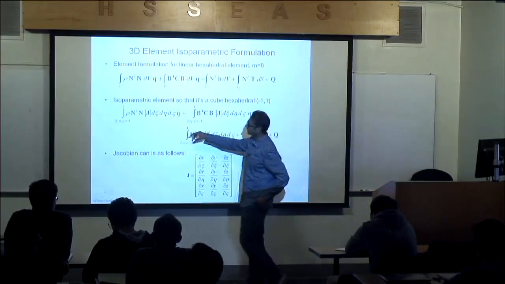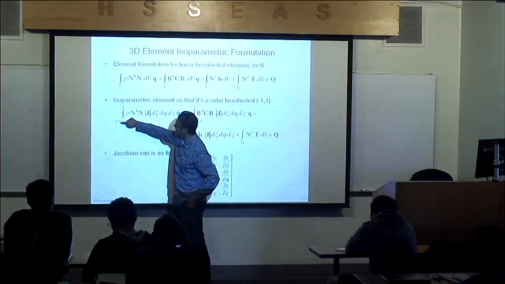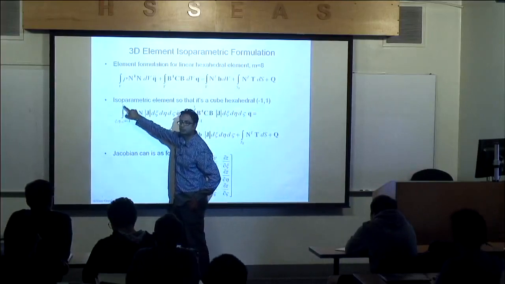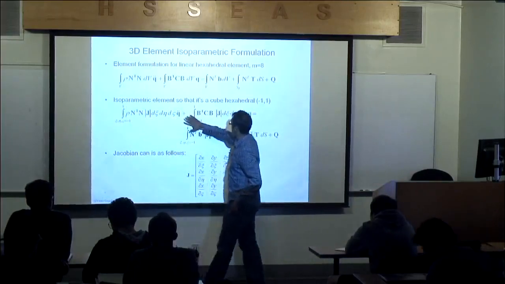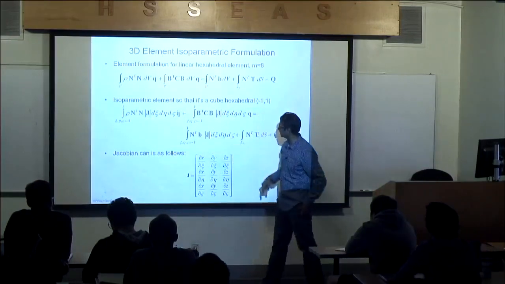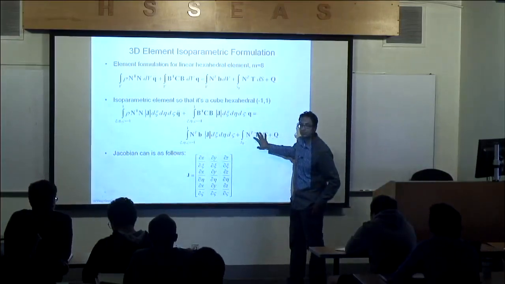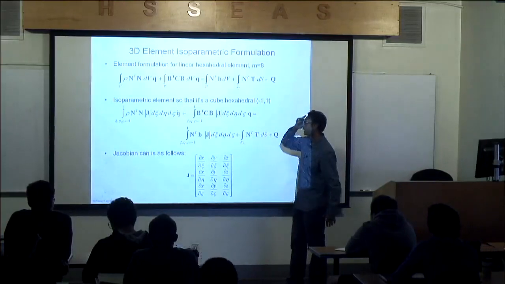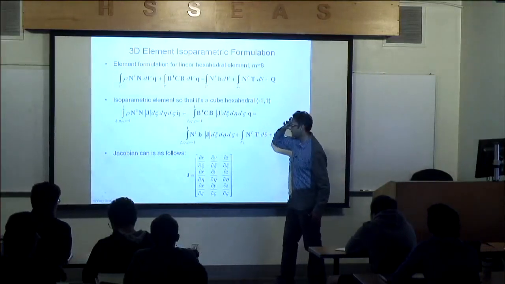Now my integrals go from -1 to 1. So I have a triple integral from -1 to 1 there, and I have this triple integral from -1 to 1. I have this triple integral from -1 to 1. This is a surface integral for the traction forces you apply. The Jacobian can be found as this equation.